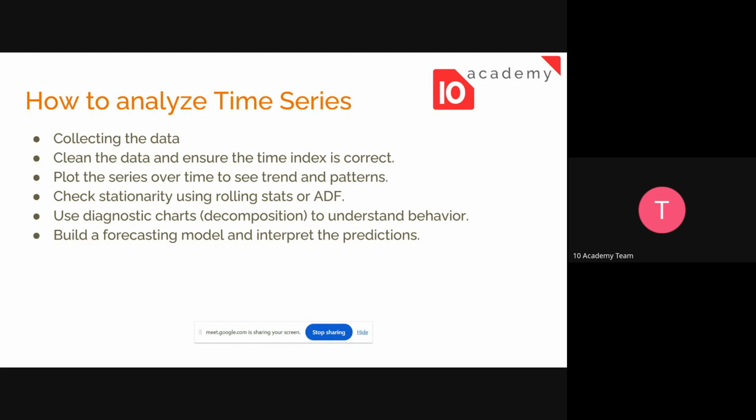You can check stationarity using rolling stats or ADF, which we are going to see in the next slides. Use diagnostic charts and decomposition to understand behaviors, build a forecasting model, and interpret the prediction.